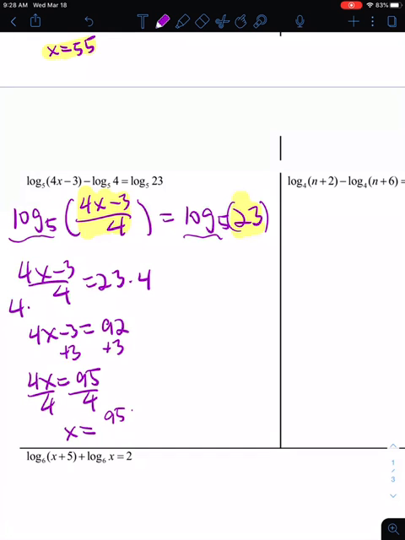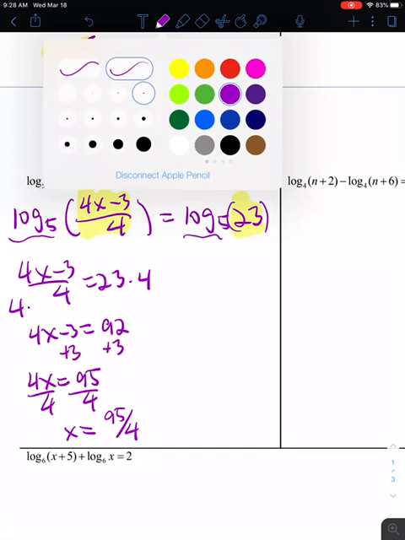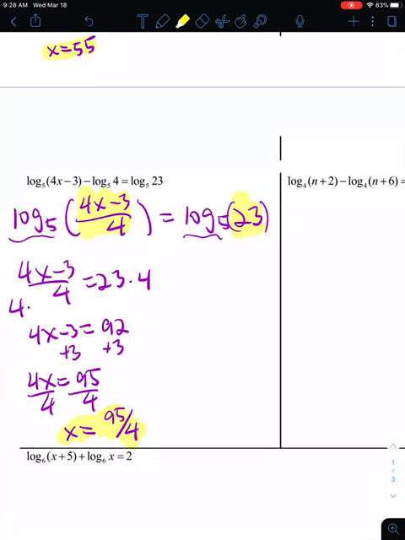Divided by 4. And this time we wound up with a fraction, which is okay. Here it is. And then, of course, still same thing. Check your work. So if I plug in log base 5 of 4 times 95 over 4 minus 3 minus log base 5 of 4 equals log base 5 of 23.